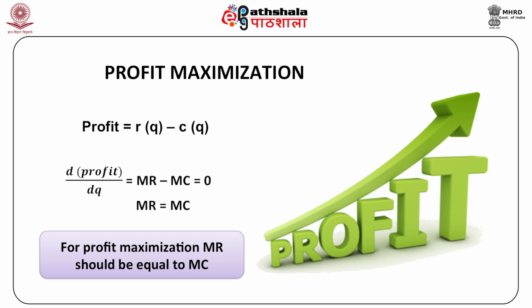Now, we will be talking about profit maximization. As we know, profit is the surplus of revenue over cost, and revenue and cost both are functions of output. Let the profit function be profit is equal to R(Q) minus C(Q), which is denoted by equation 1. Differentiating 1 with respect to Q, we get d profit divided by dQ is equal to MR minus MC, which should be equal to 0, or MR is equal to MC, which we denote as equation 2. Equation 2 states that for profit maximization, marginal revenue, MR, should be equal to marginal cost, MC.